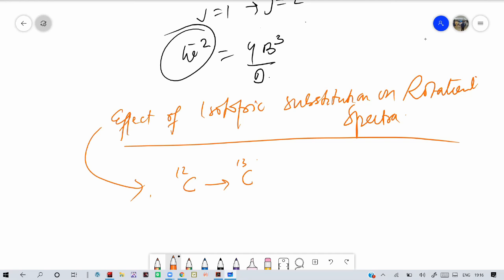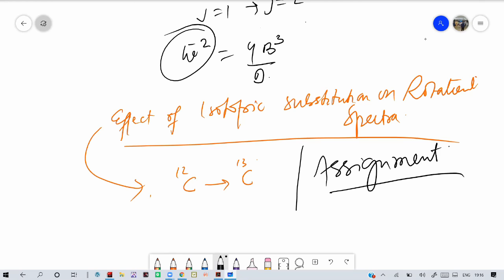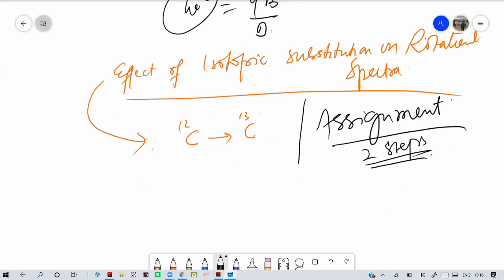And this is important. I will give you this assignment for all of you to do, and it is not a big issue. Only 2 steps, less than that. Just check it. What happens when we substitute an isotope? It is an important concept in the rotational spectra.